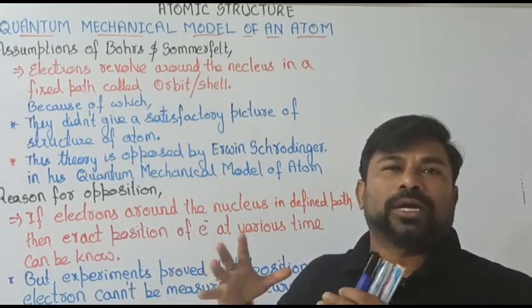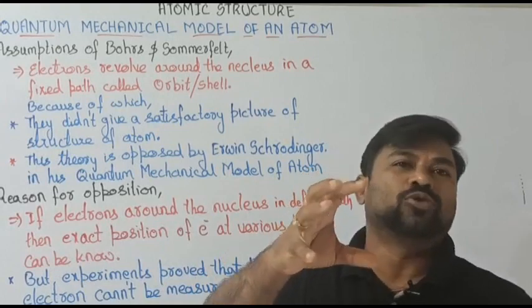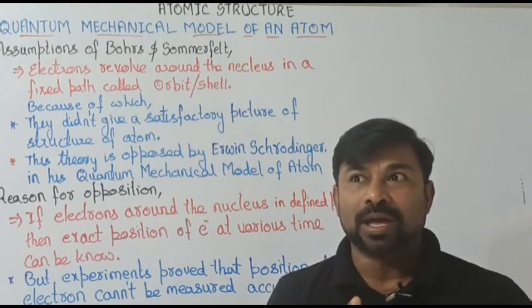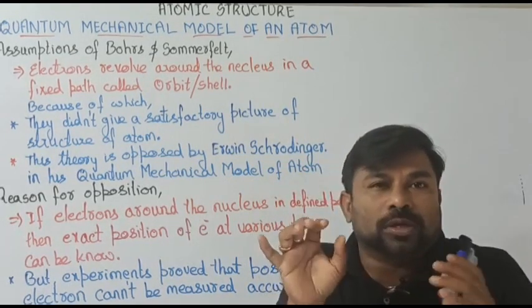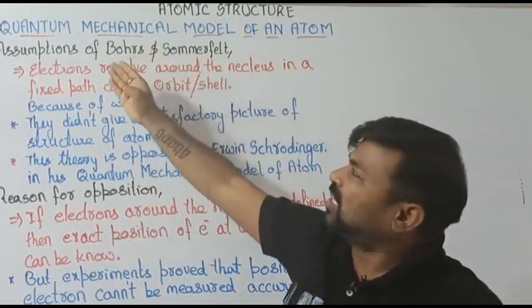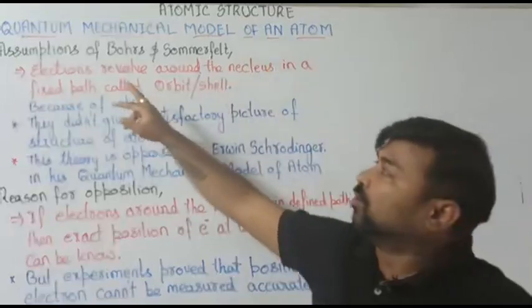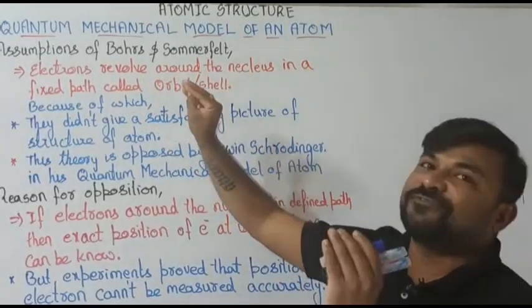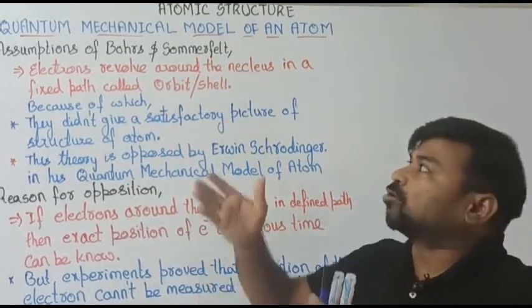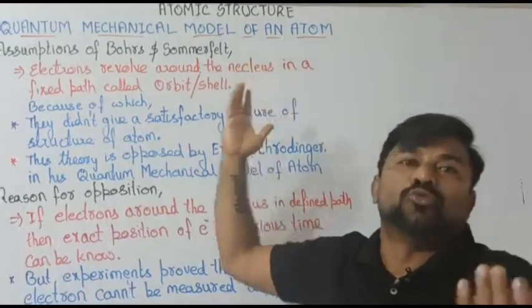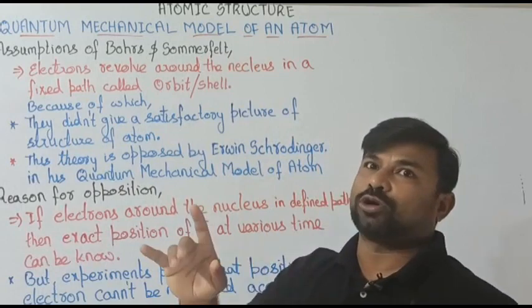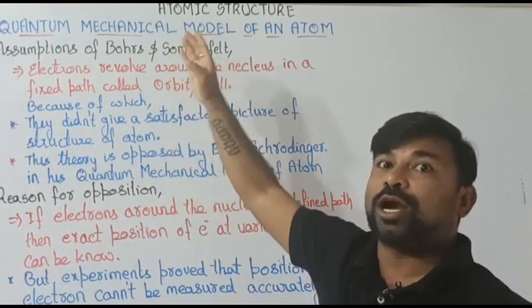So before getting into the concept, let me go over what Mr. Bohr has said and what Mr. Sommerfeld has said regarding the structure of the atom and how the electrons are revolving around the nucleus. That's the concept here, the quantum mechanical model. What are the assumptions of Bohr and Sommerfeld? Electrons revolve around the nucleus in a fixed or definite path called an orbit or shell, according to Mr. Bohr and also Mr. Sommerfeld. They had given a fixed path. I am talking about a fixed path for both Bohr and Sommerfeld.